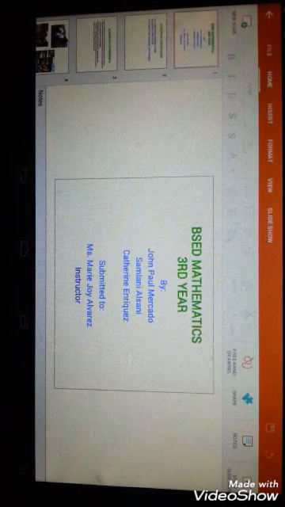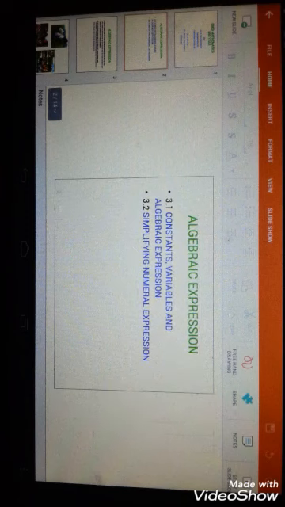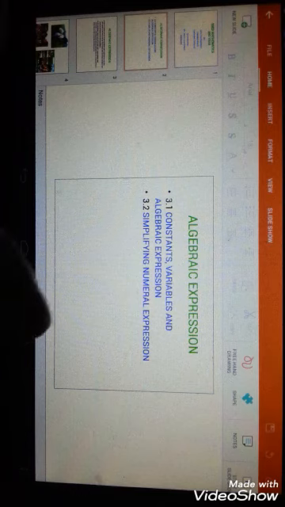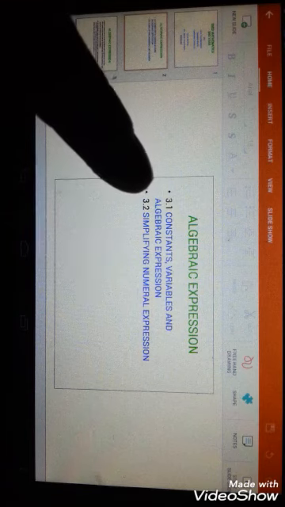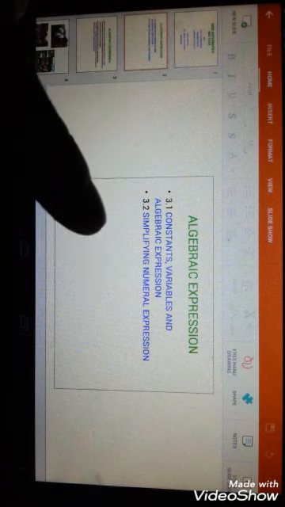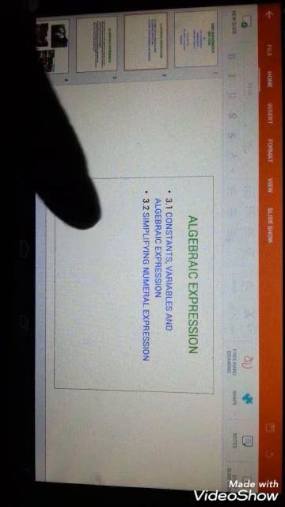So this is the lesson that I prepared. The lesson is all about the algebraic expression. I did not include some of the parts of algebraic expression. I chose only the 3.1 and 3.2 lessons from algebraic expression. So let's start.